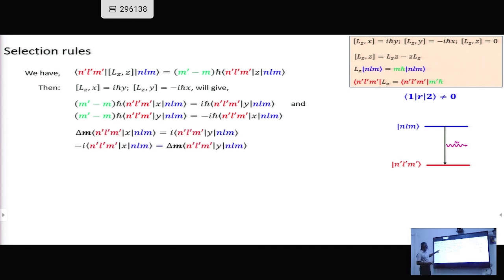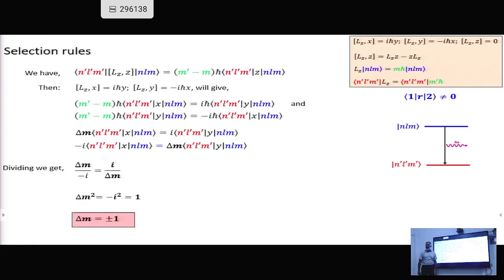So now, it is delta M. I'm just writing it out, delta M. And then I'm taking this to the left and this to the right, so that it has X here and Y here. Then you can simply divide them. So there you have delta M by minus i is equal to i by delta M. Okay, so it's nothing but delta M squared is minus i squared, which is equal to 1. So delta M is plus or minus 1. Okay, so combining both, M can change as 0 or plus or minus 1. So this is the first selection rule.